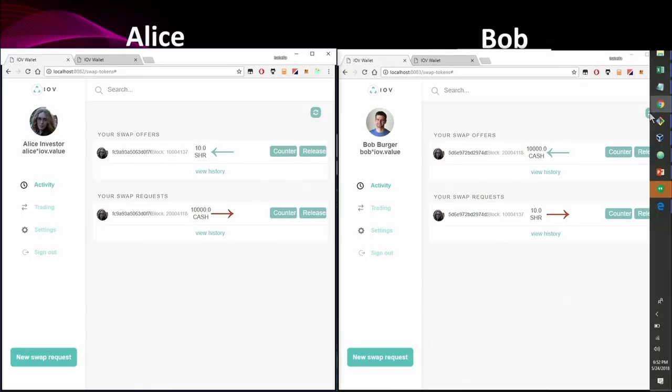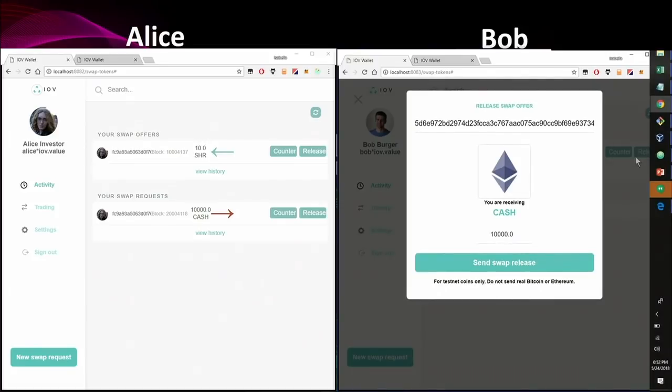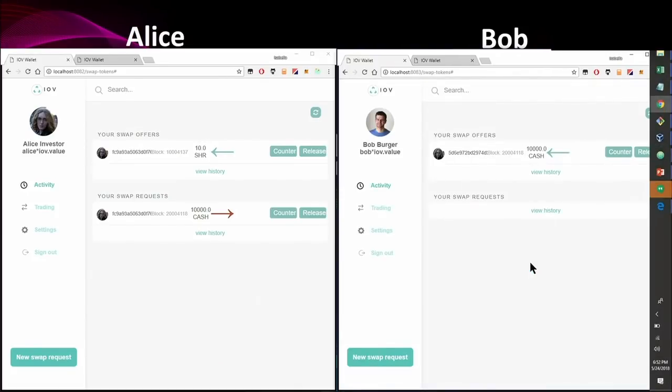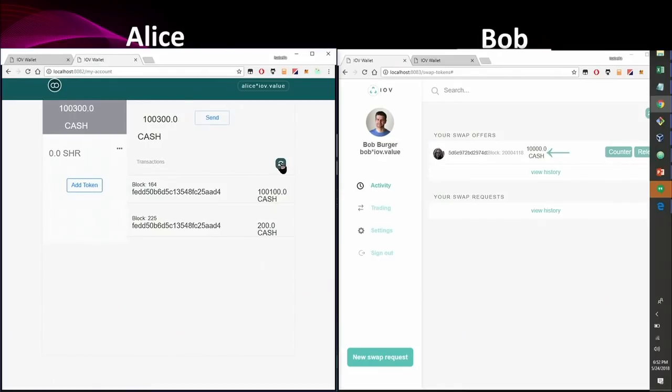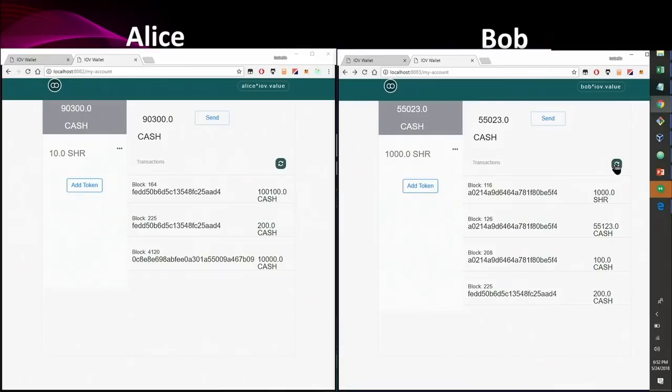And then Bob can release his tokens because the transaction has gone all the way through. Now Bob's released his tokens. Both users have swapped tokens easily and securely using IOV's technology. So let's return to the presentation.